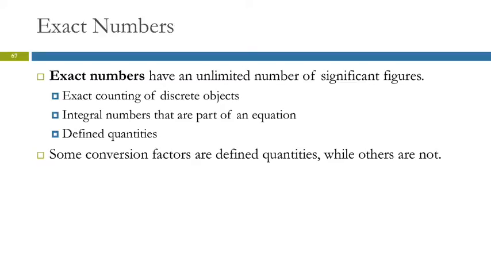So measured quantities have uncertainty. There are some numbers that do not have uncertainty. They are called exact numbers. And if we're looking at how many significant figures a number has, you could say that they have an infinite or unlimited number of significant figures. There are 3 kinds. Exact counting of discrete objects.